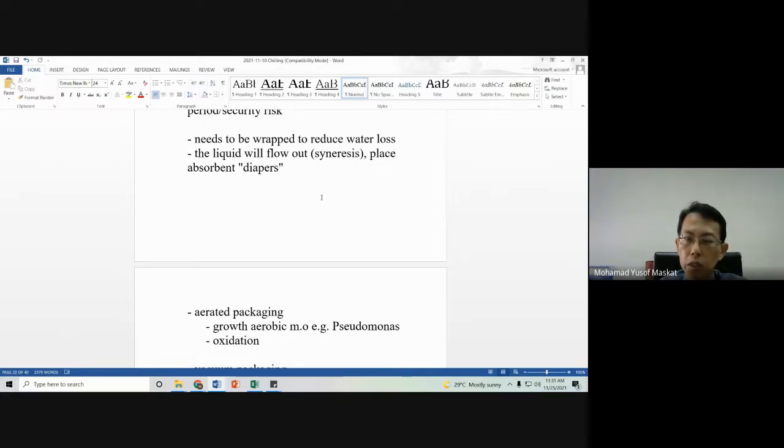That's why usually we put absorbents, like diapers. If you go to the supermarket or hypermarket and buy, for example, chilled chicken breasts, you can see below the product there is a piece of absorbent, similar to diapers, to absorb the liquid that flows out due to syneresis.